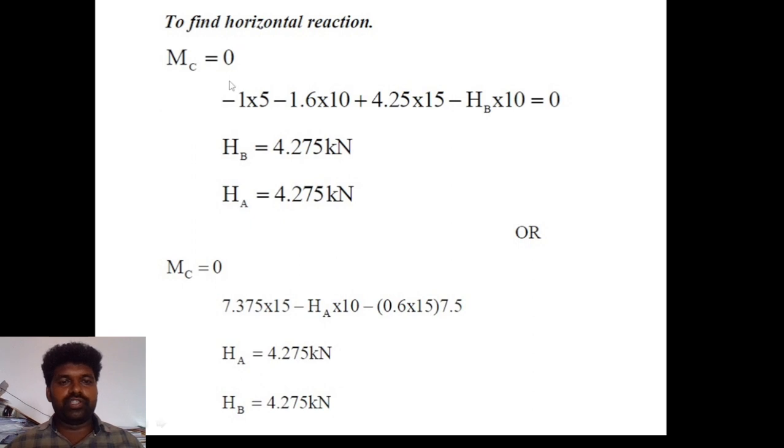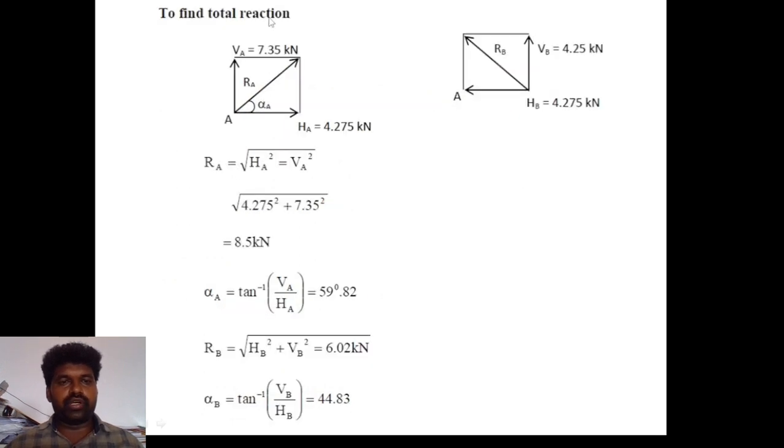So moment at C equal to 0, here we can find HB and HA. Moment at C equal to 0, that means HA and HB can be calculated. To find the total reaction, RA equals root of HA square plus VA square, that is 8.5 kN. So alpha at A, that is the angle of the resultant, is 59.82 degrees. RB equals root of HB square plus VB square, which is 6.02 kN, and alpha at B equals 44.83.